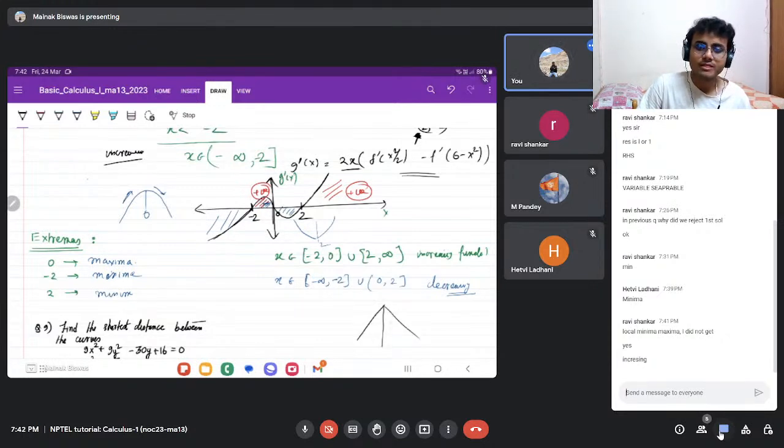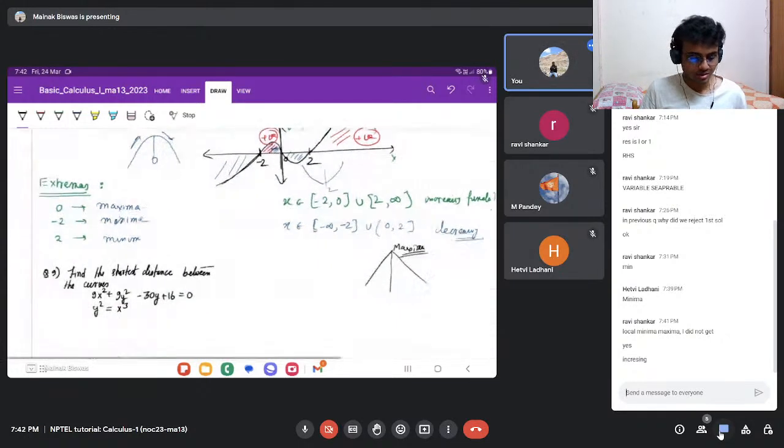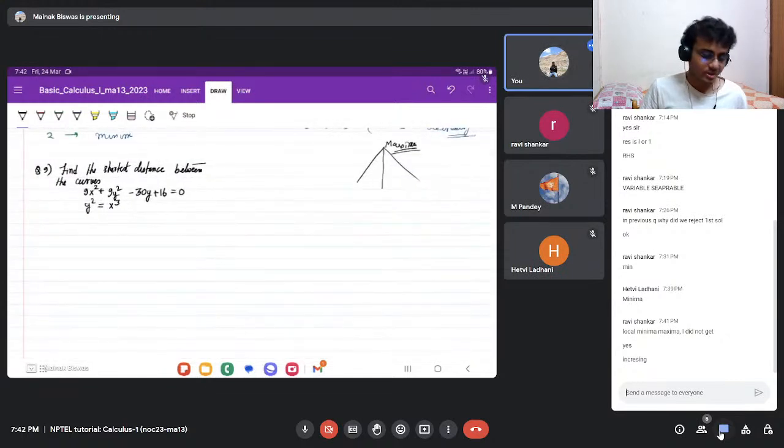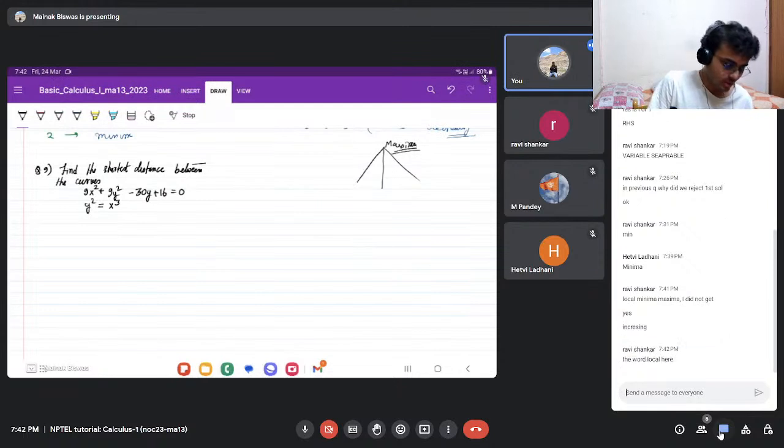This is a maximum, right? Understood? So if you are changing sign from positive to negative, it means you are having a maxima. If you are changing from negative to positive, it's a minima. Understood? I hope it is clear. Still no response yet. Okay.